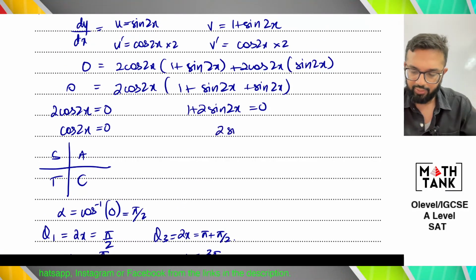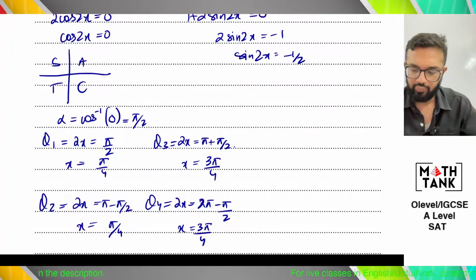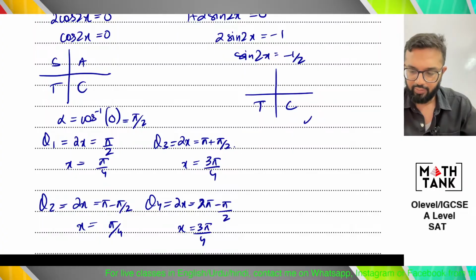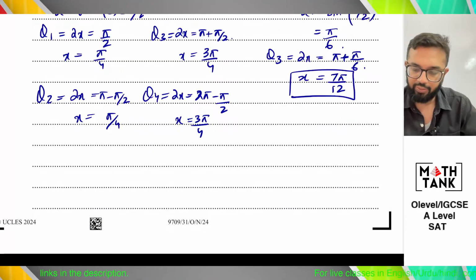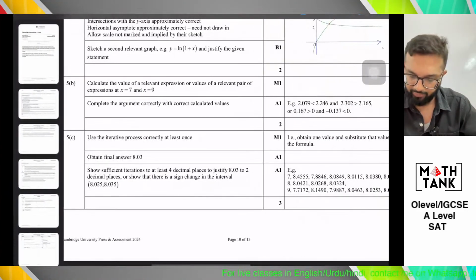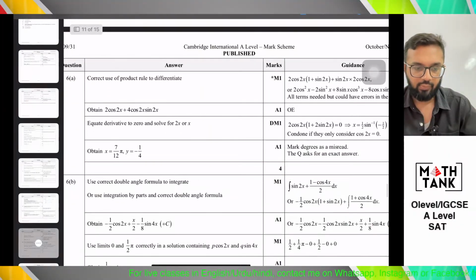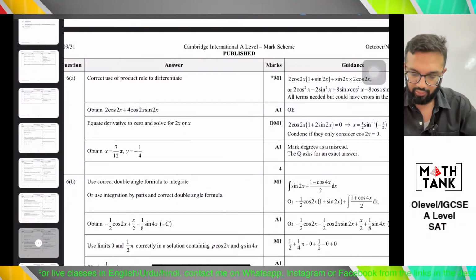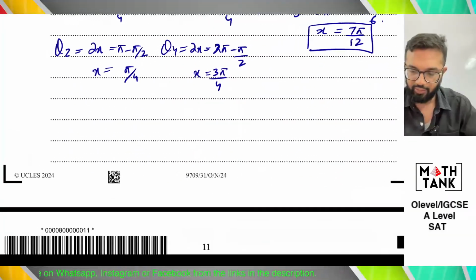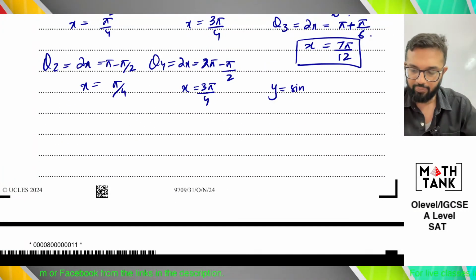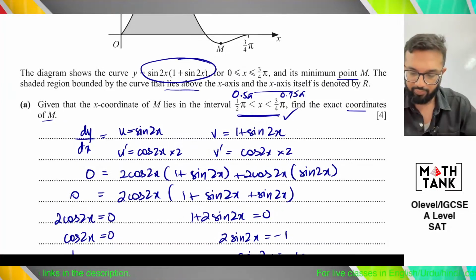Let's try solving this part. So I have T and C. Sine inverse of half pi. So I think that should be the correct answer. x should be 7 pi over 12. Let's check from the marking scheme quickly. Yes, 7 pi over 12 is the correct answer. I also need the y coordinate, so I am going to use this 7 pi over 12 in this equation.